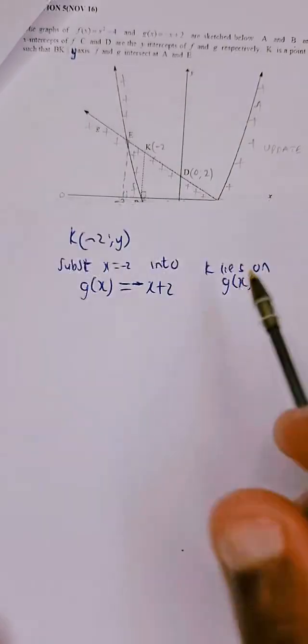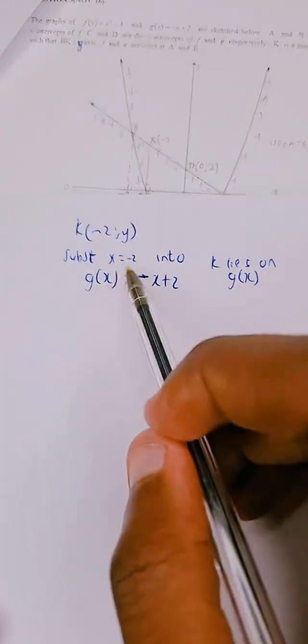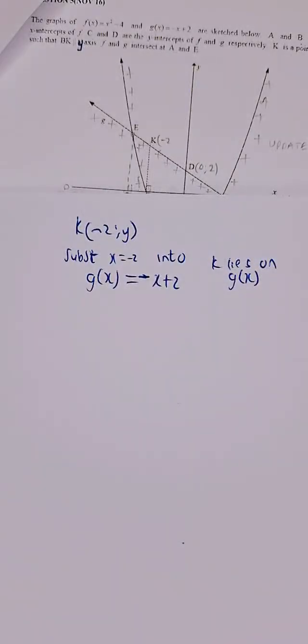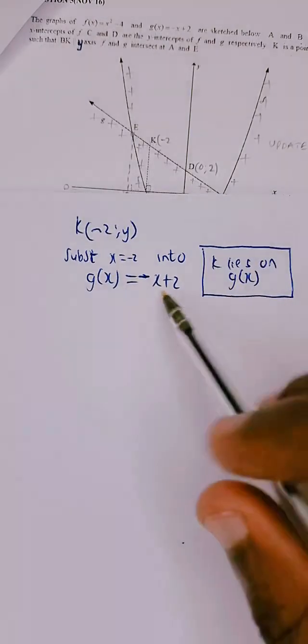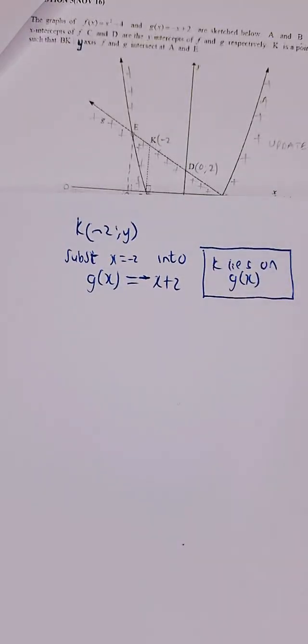Why are we doing that? It's because K lies on g of x. So if K lies on g of x, then we can substitute x is equal to negative 2, which is a coordinate of K, into the straight line because K lies on g. If a point lies on a function, guys, you can substitute any of its coordinates into that particular function. You will get the corresponding x or y value.